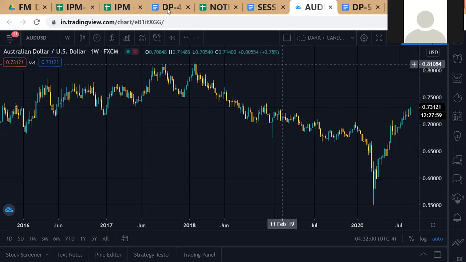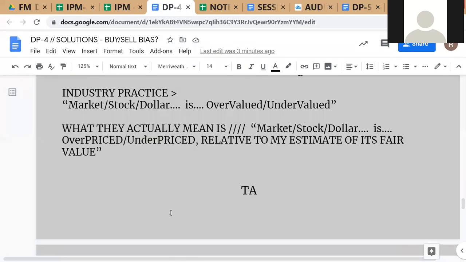So that's why I'm saying that when people say the market is overvalued or undervalued, it's actually sloppy language, but this is how people talk. What they actually mean, or what they should actually have said, is that whatever the market, stock, dollar, etc. they're referring to is overpriced or underpriced. And over or under means it's always relative to something, obviously, right?